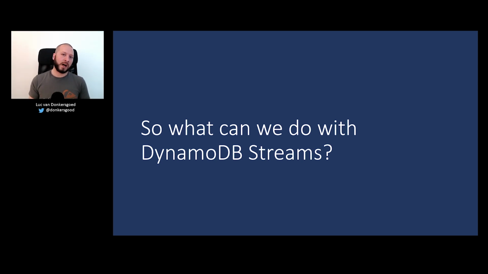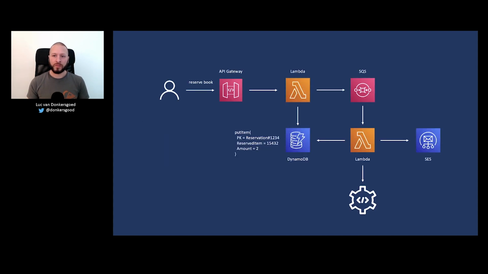So now that we've seen how DynamoDB streams work, let's take a look at what we can do with them. And first we'll take a look at the old architecture that involved SQS. And as we discussed earlier, the Lambda function will do a put item when you reserve a book, and the partition key is reservation number this, and the reserved item is this ID, and the amount is 2. So this is put in DynamoDB, and in our old solution, a message would be put onto the SQS queue.